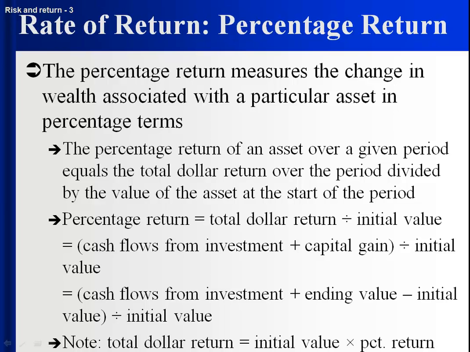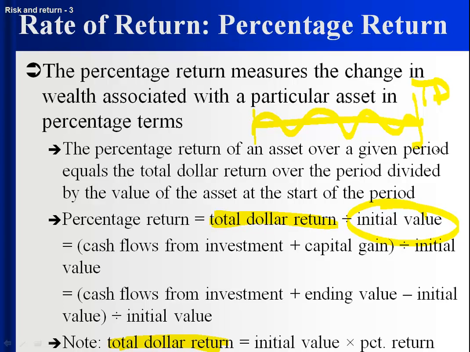Percentage return captures essentially the total dollar return, but we want to scale it. And what do we scale it by? The initial value. So if you view it as a timeline, and we have the total dollar return over the whole period, which in this class we have take place at the end of the period, we scale it by the value of the particular asset or the particular investment at the beginning of the period.